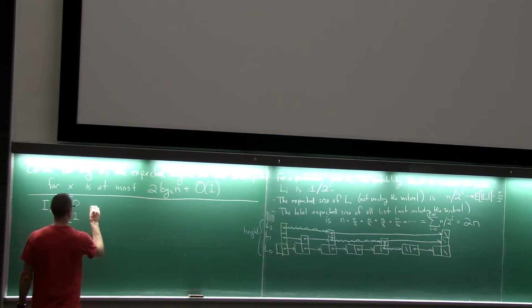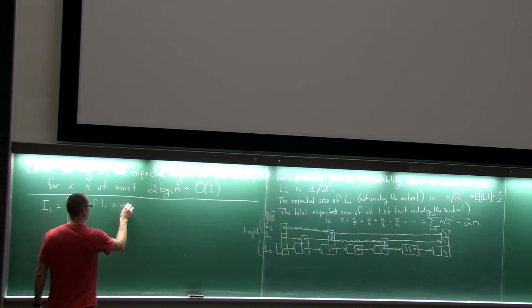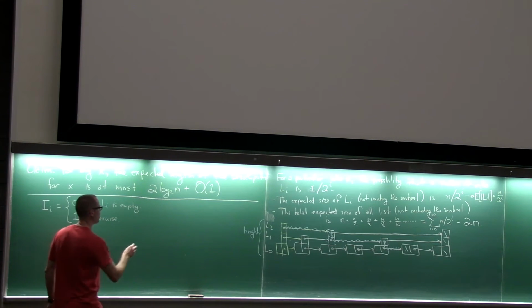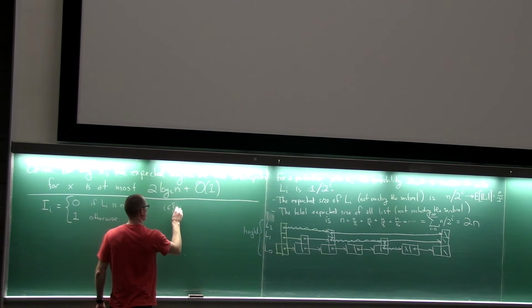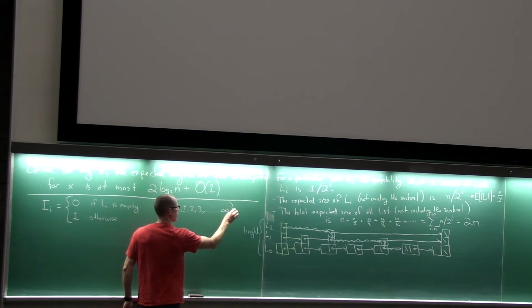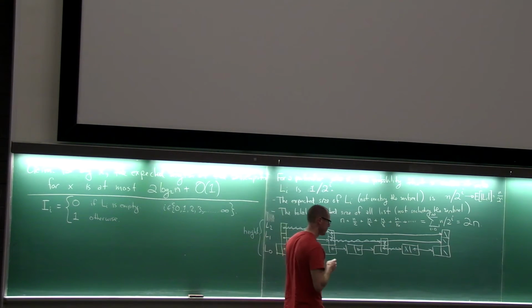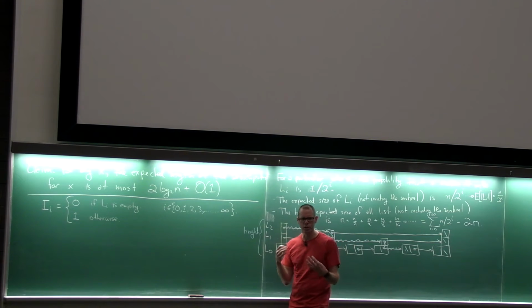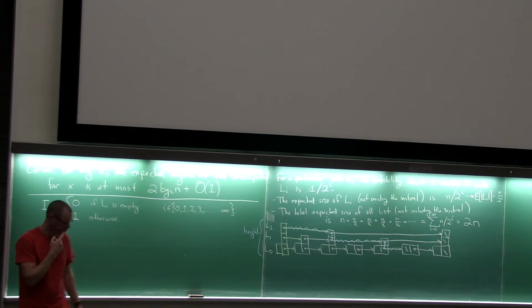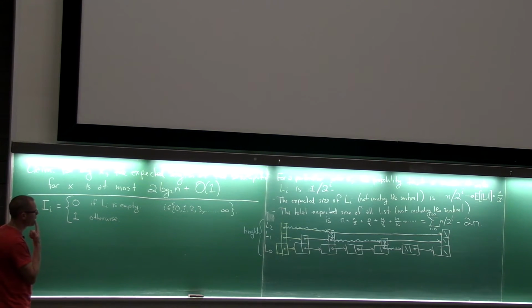So I sub i is equal to 0 if the list Li is empty, and it's equal to 1 otherwise. And there's one of these indicator variables, I sub i, for every i in 0, 1, 2, 3, all the way up to infinity. Seems like a strange thing to do, but let's just keep plugging away.